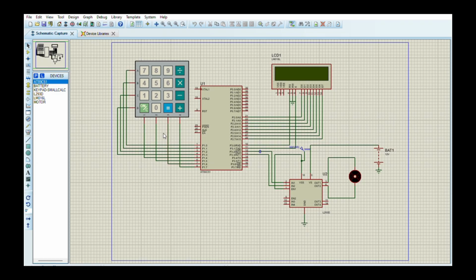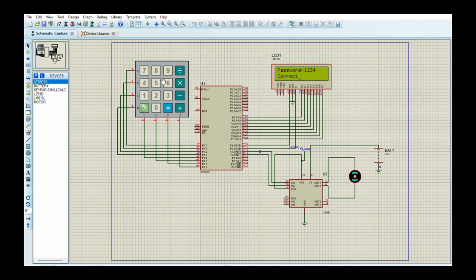Let us simulate our circuit. First, click on the Simulate button to run the simulation. Now, LCD displays a message as password. Then, the user is allowed to enter the password through keypad. We have predefined password as 1234.